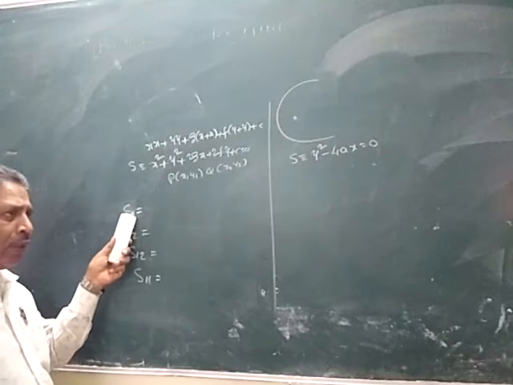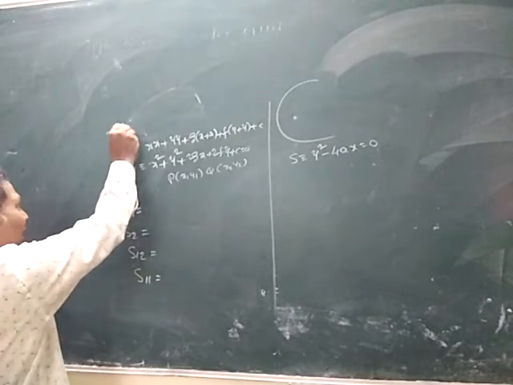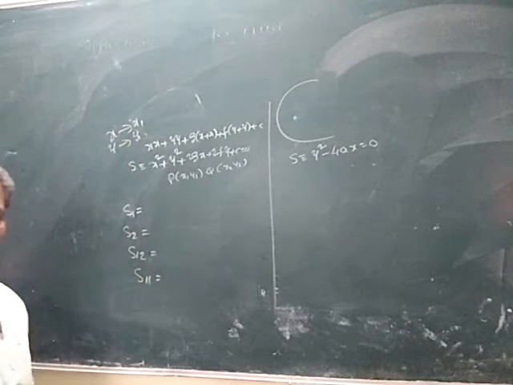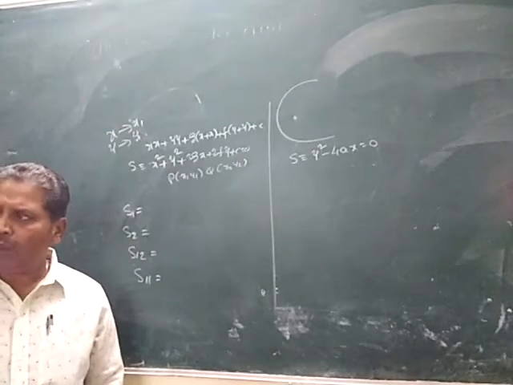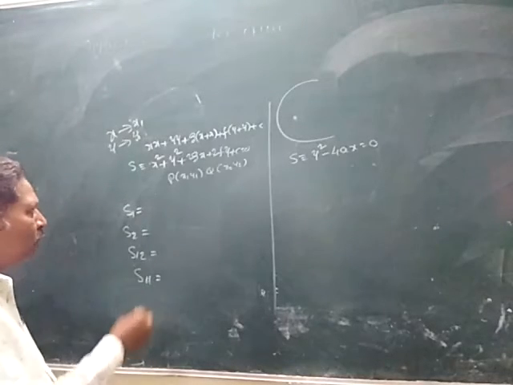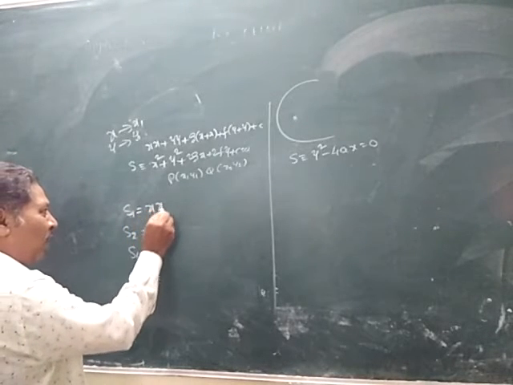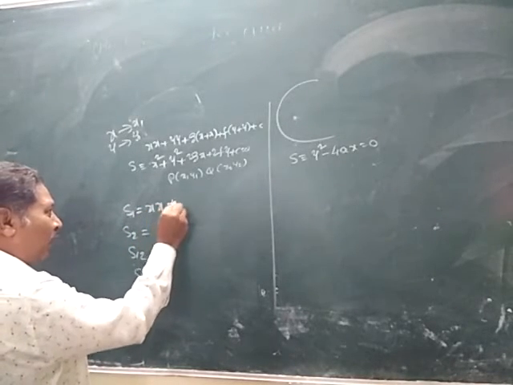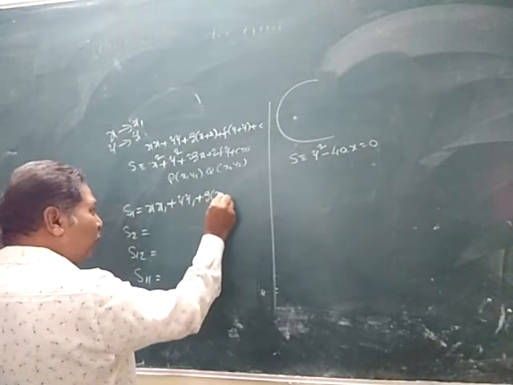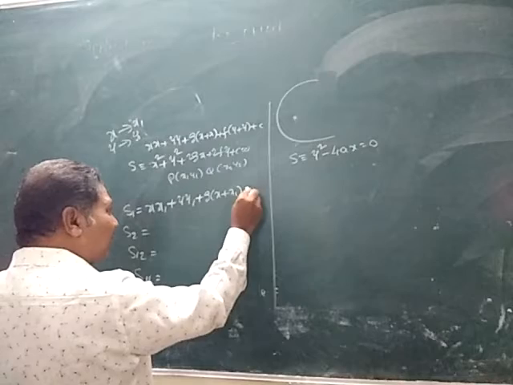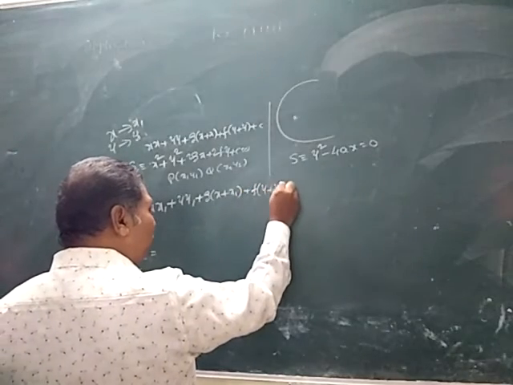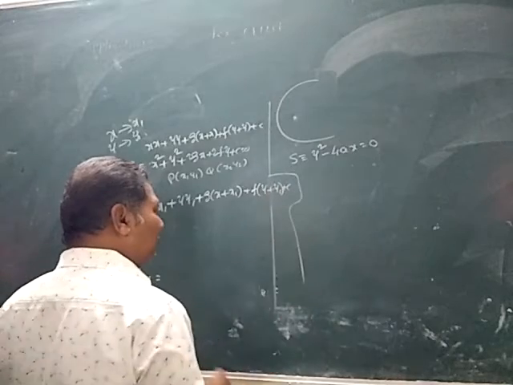How to write S1? One x is replaced by x1, one y is replaced by y1. So S1 is xx1 plus yy1 plus g into x plus x1, plus f into y plus y1, plus c.